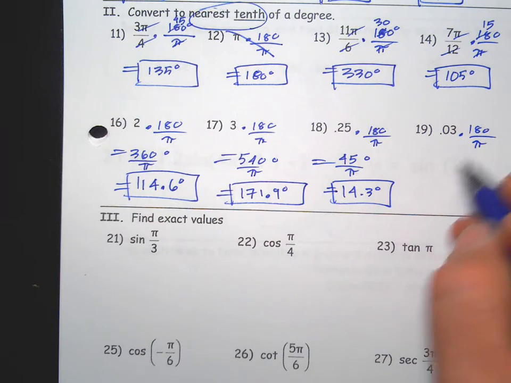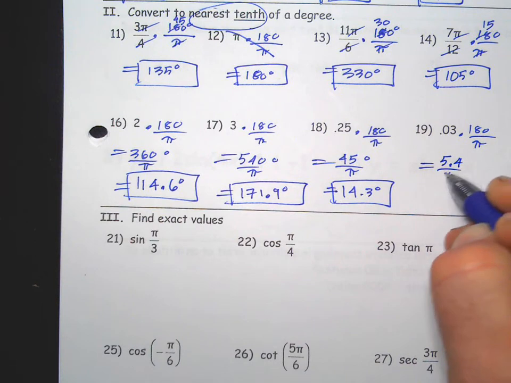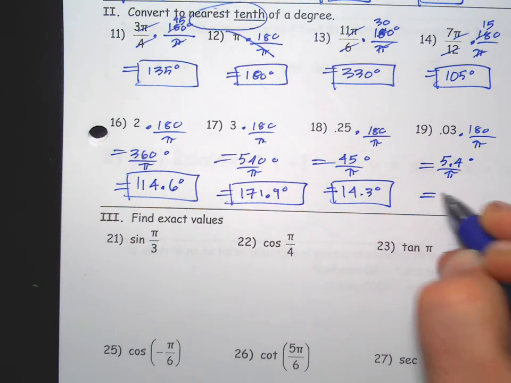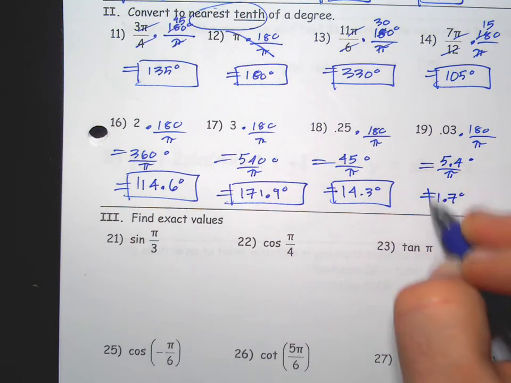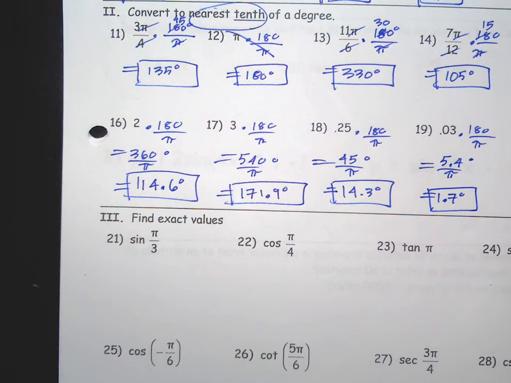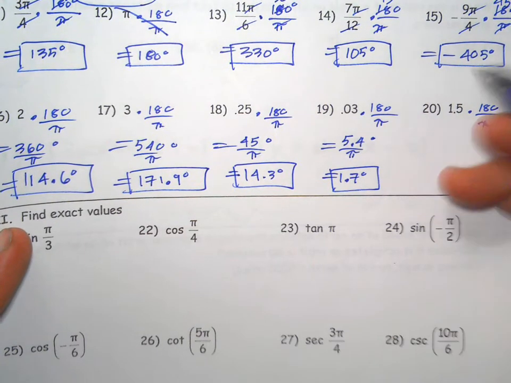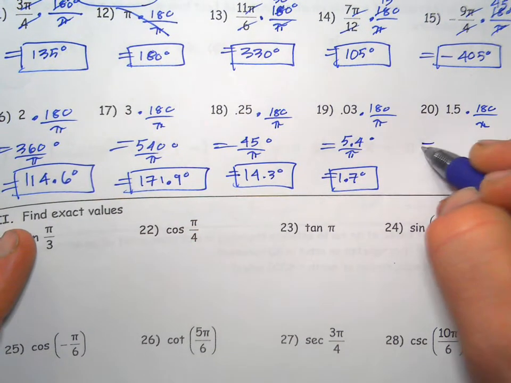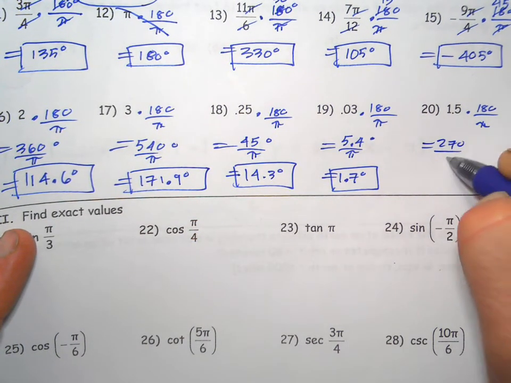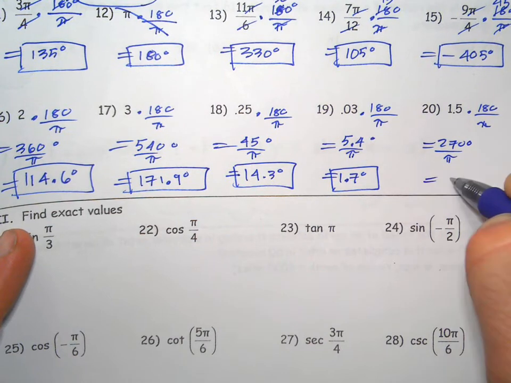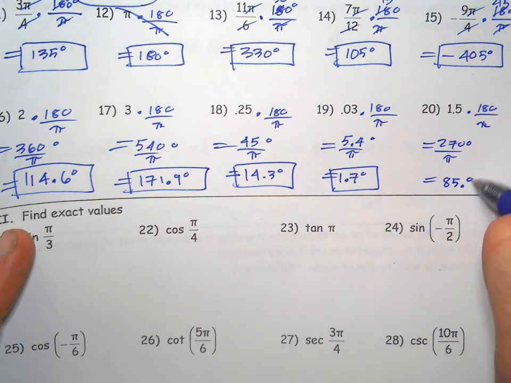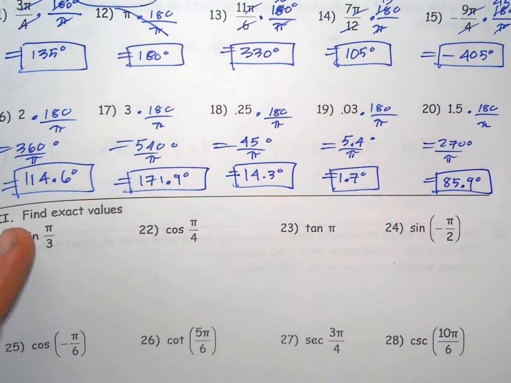0.3 of this, if you use your calculator, you get 5.4 over pi degrees, which is 1.7 degrees. And the last one, 180 over pi. 1.5 times this would be 270 over pi degrees. As a decimal, 85.9 degrees, to the nearest tenth. There you go.